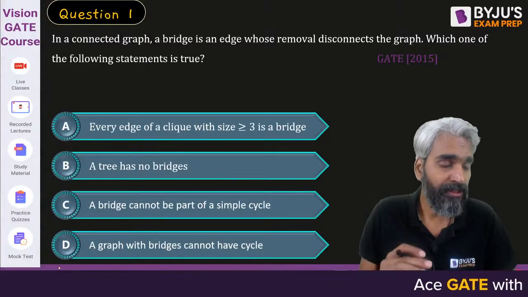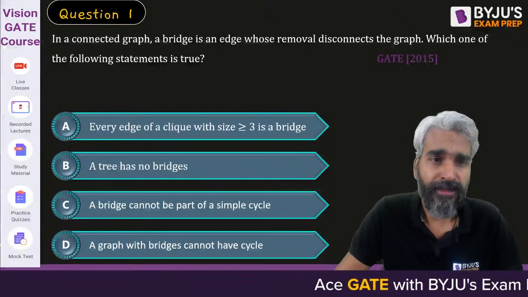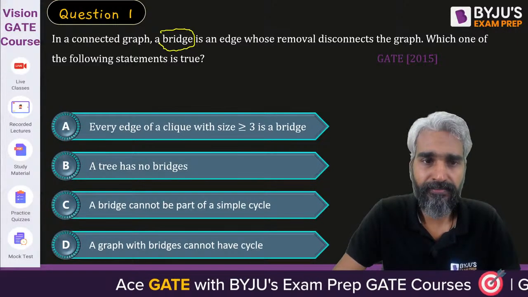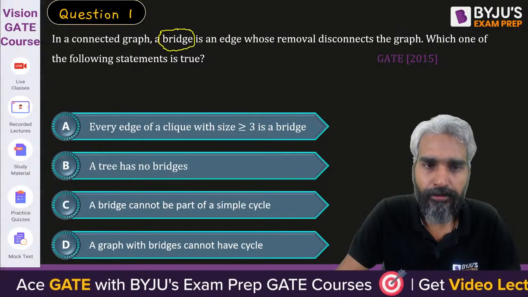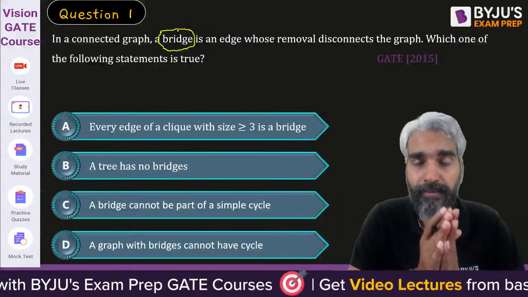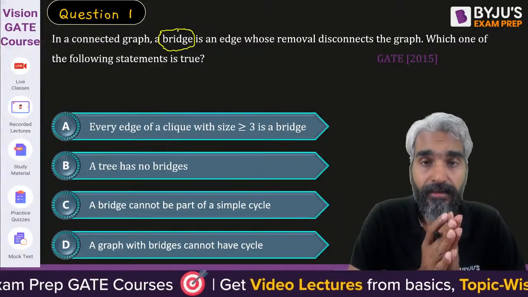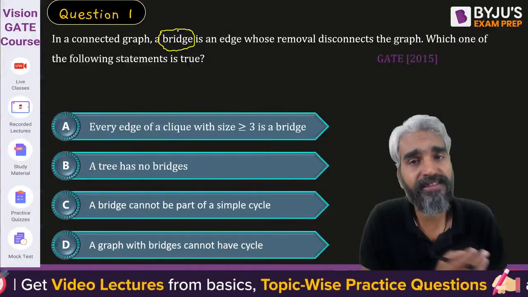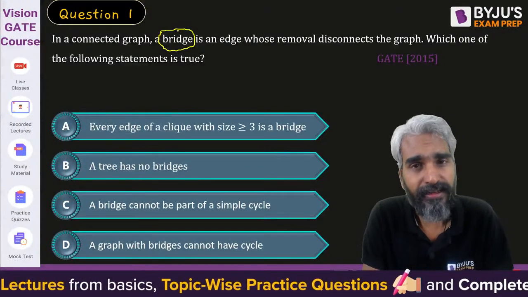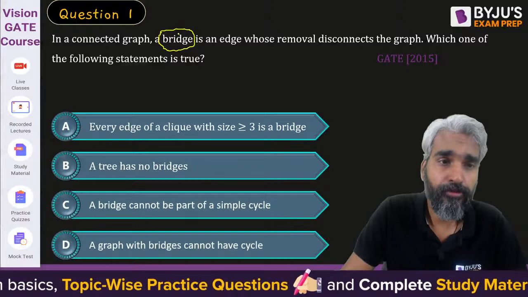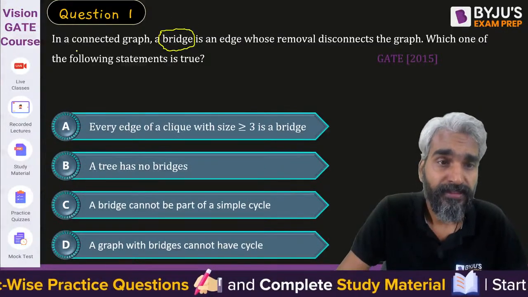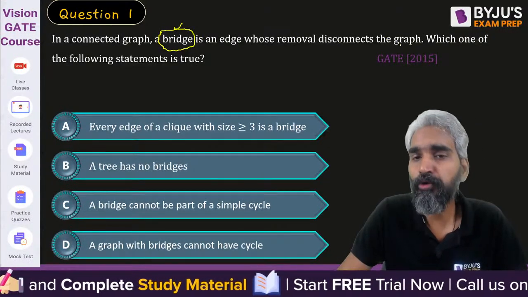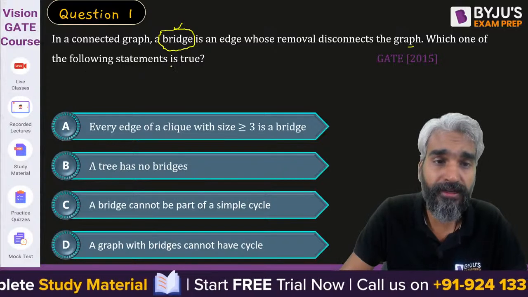Okay, so this is the very first question, a simple question. In a connected graph, a bridge. What is a bridge? A bridge, or I can also call it a line, or edge, such that the removal of that particular edge from the graph makes the graph disconnected. Then it is called an edge or bridge, right? So please try to understand bridge or edge connectivity. So in a connected graph, a bridge is an edge whose removal disconnects the graph. Which of the following statements is true?